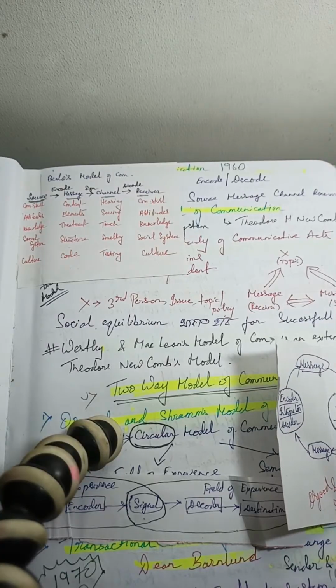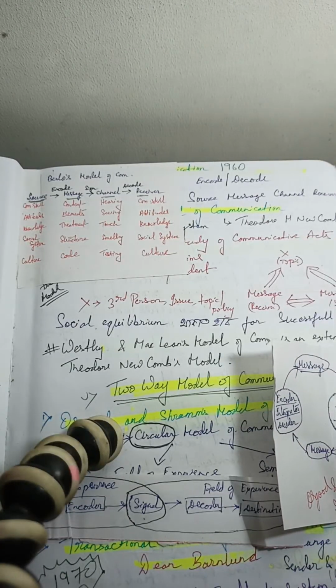Now source, message, channel, receiver. Source: from which source the messages are coming. Under source, we have briefly categorized the communication skills, the attitudes, the knowledge, the culture, the social system. Any source of a message comes from the communication skills, from the attitude of the sender, as well as from the culture of the sender. And the source is being encoded, followed by the message.